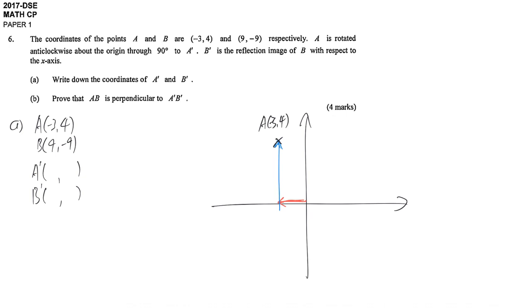It's difficult to rotate the line OA. That's why we try to rotate the horizontal line. The red line, if we rotate anti-clockwise for 90 degrees, then horizontal to left will become vertical, downward. Similar reason, the blue line go up by 4 will become go left by 4. So if we read this coordinate, that means the image of A.